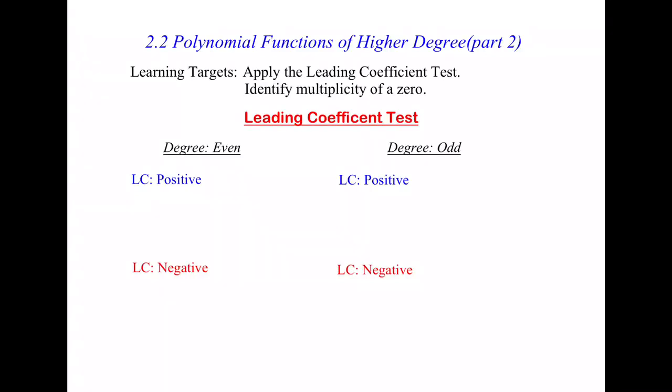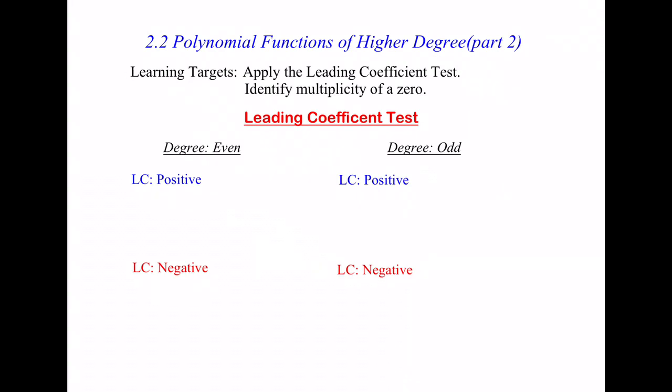Welcome to section 2.2, polynomial functions of higher degree, part 2. We're going to look at the leading coefficient test and identify multiplicity of a zero. The leading coefficient test allows you to look at the degree and the leading coefficient of the polynomial and get a general idea of what the graph looks like.